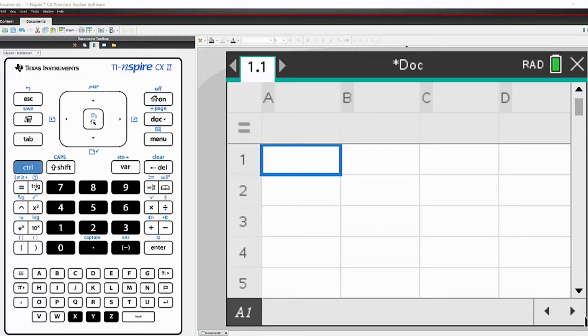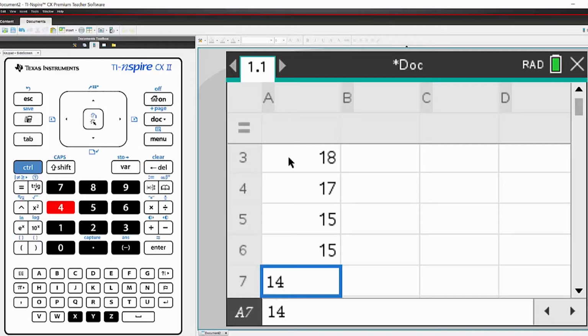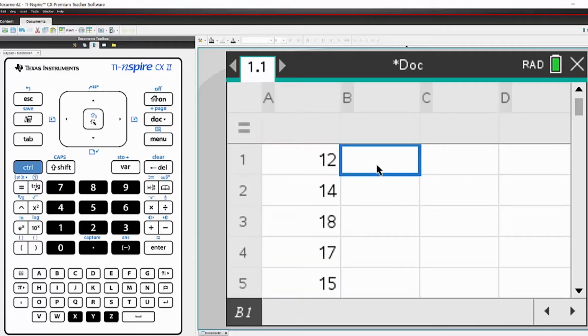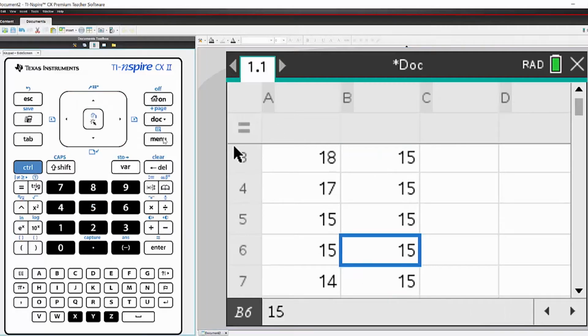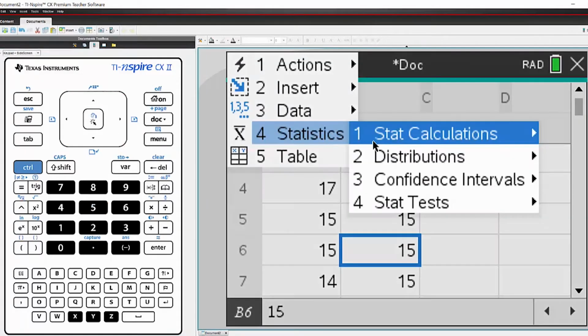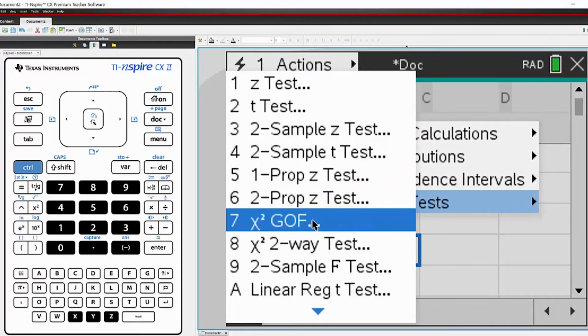To calculate the chi-squared goodness of fit test on your TI Nspire calculator, go into the Lists and Spreadsheets document, and we are going to enter all our observed data into one column in the table. We are then in the next column going to enter our expected values. From there, go to Menu, Statistics, Stat Tests, chi-squared GOF, which stands for goodness of fit.